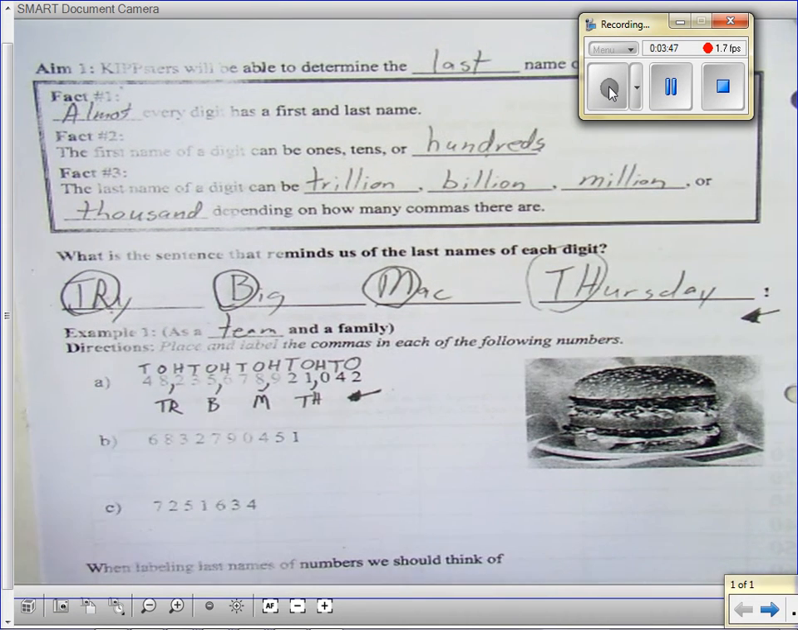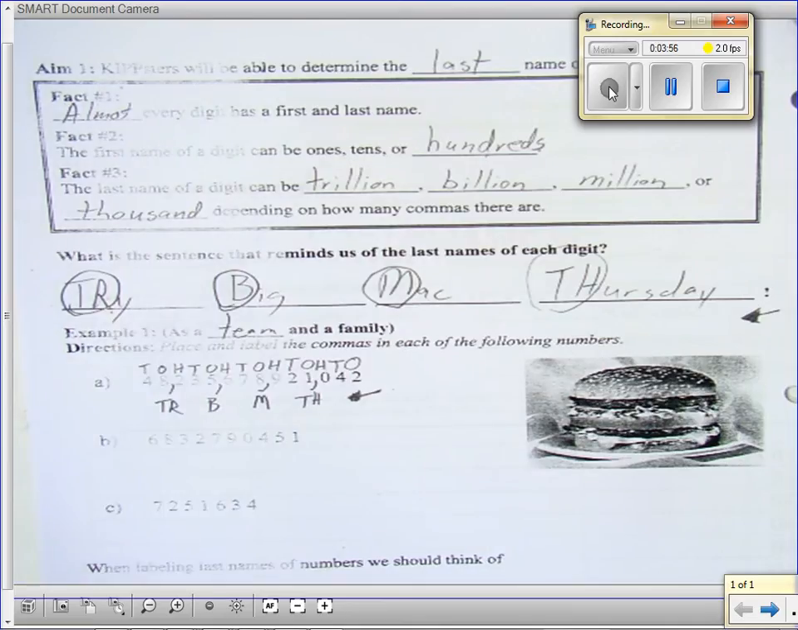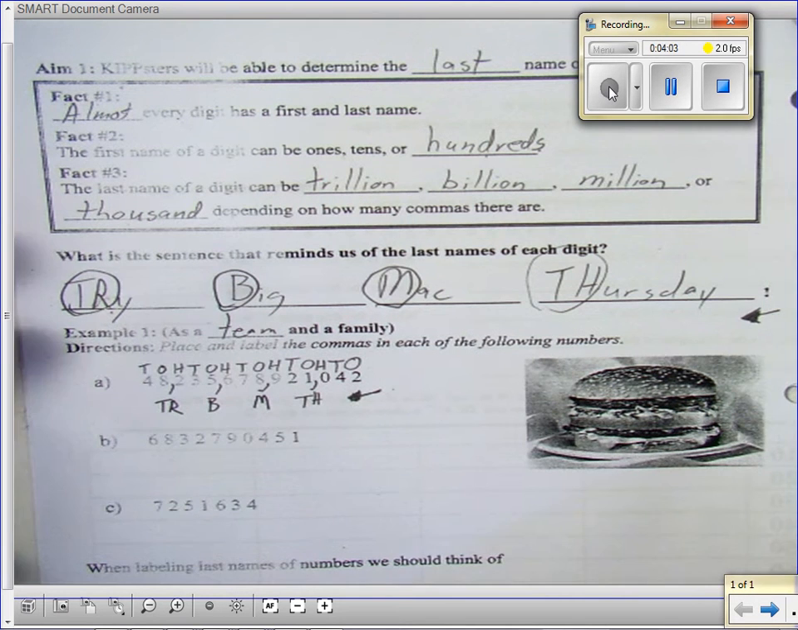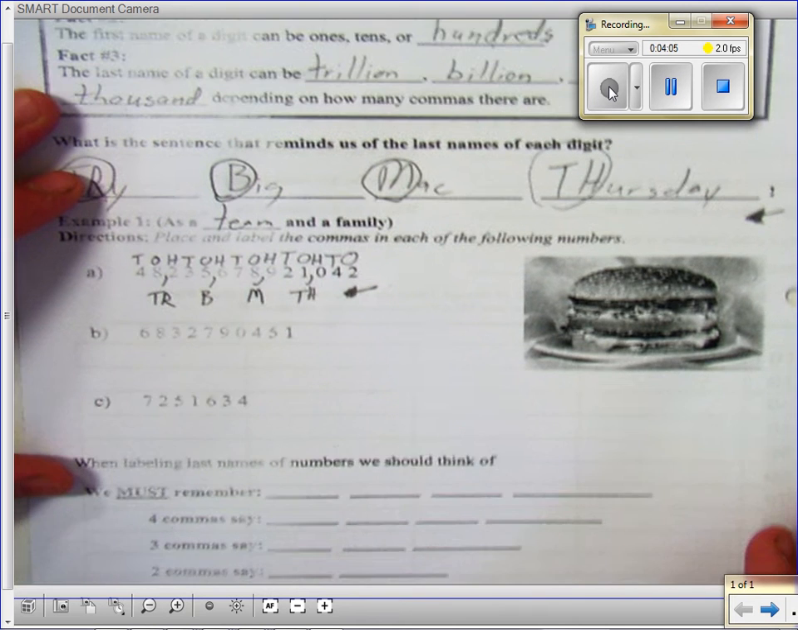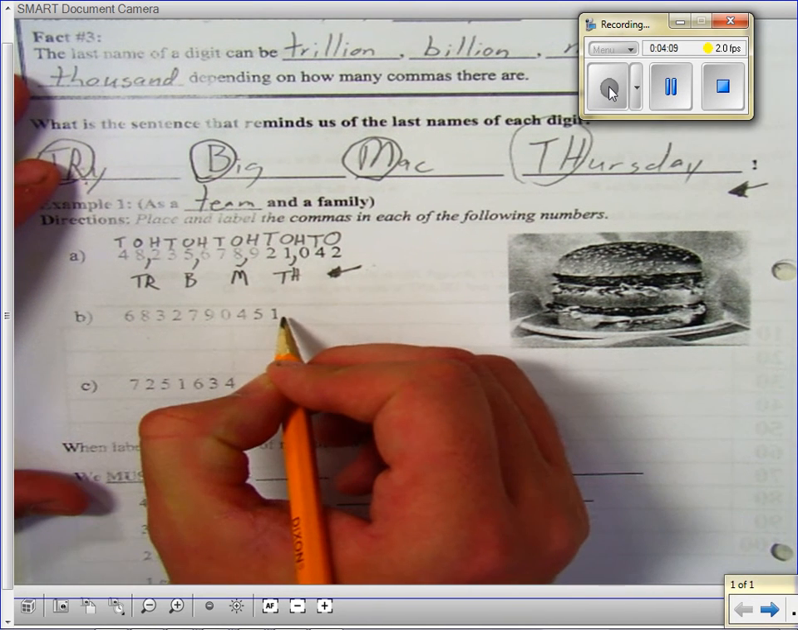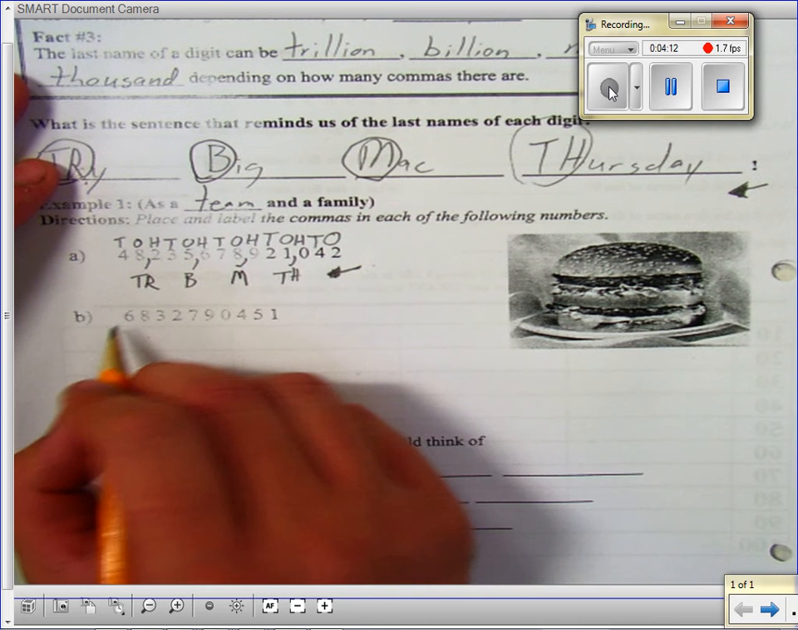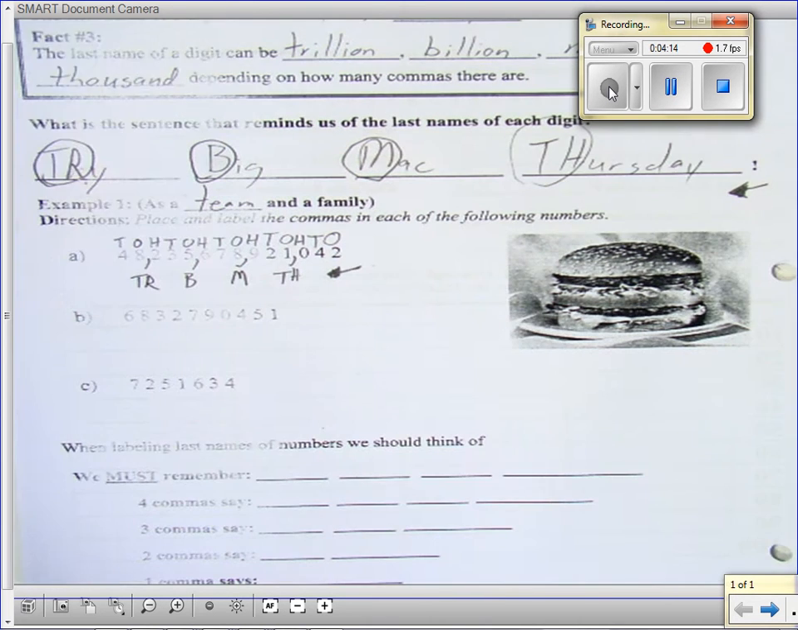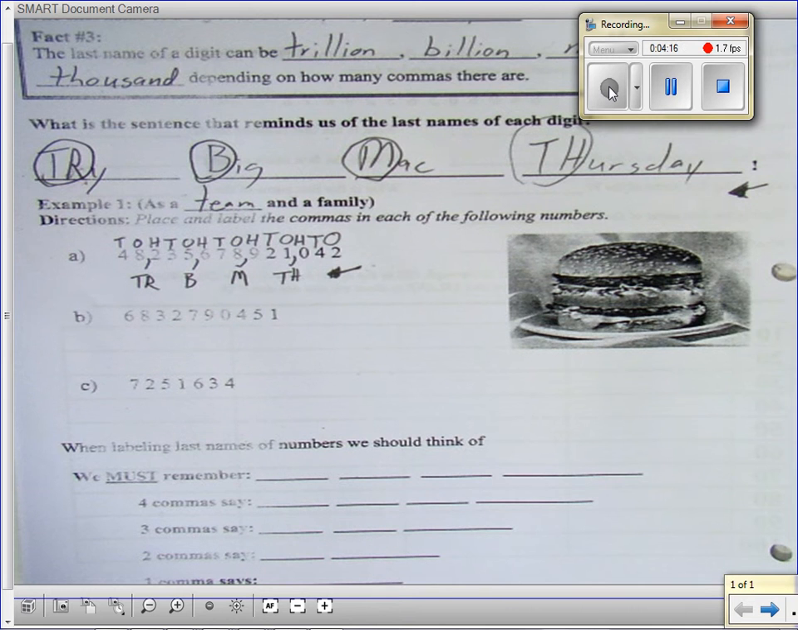Pencils up. Copy down my example. Ready? Go. Let's try the second problem. Again, I have to place the commas. Who can tell me what I'm going to say to place the commas? That's correct. Ones, tens, hundreds, hook.